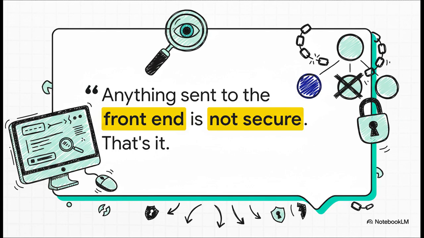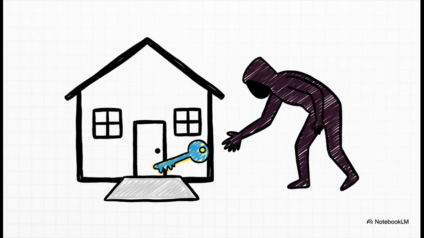This is the golden rule, the fundamental truth of web security. If you take only one thing away today, let it be this. If your code is in the browser, you must assume a clever user can and will look under the hood. Which leads us to the single biggest and most dangerous mistake you can make, putting secret information, like a private API key, directly into your React code.